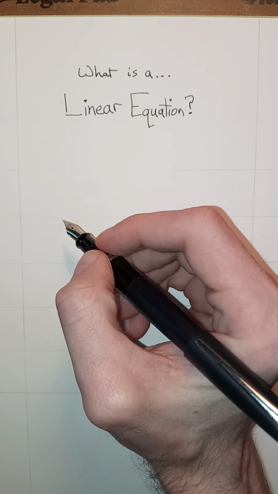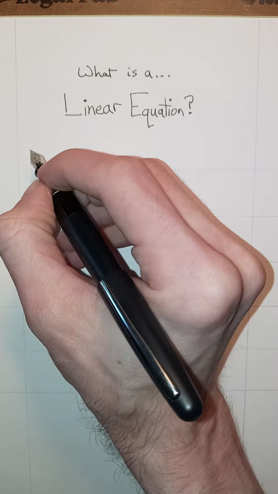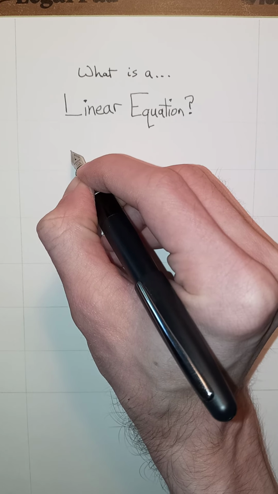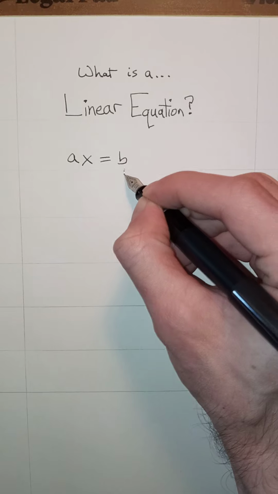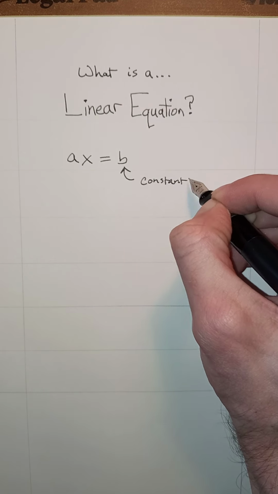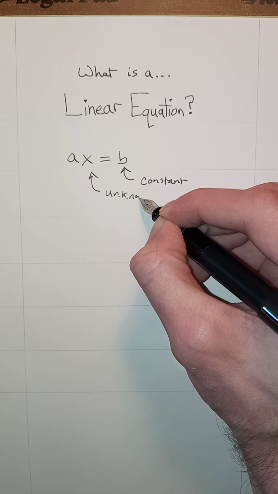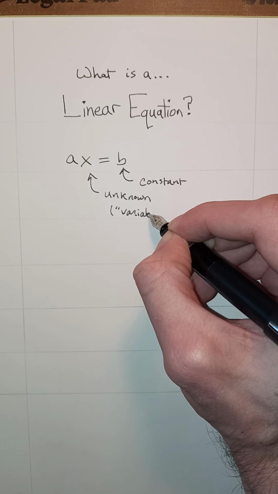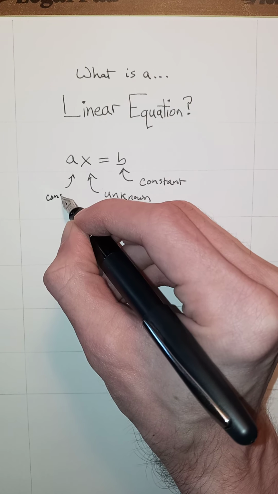So, to begin linear algebra, we will answer the question, what is a linear equation? And the simplest linear equation that's non-trivial looks like ax is equal to b, where b is a constant, x is an unknown, which is another way to say variable, and a is a constant.